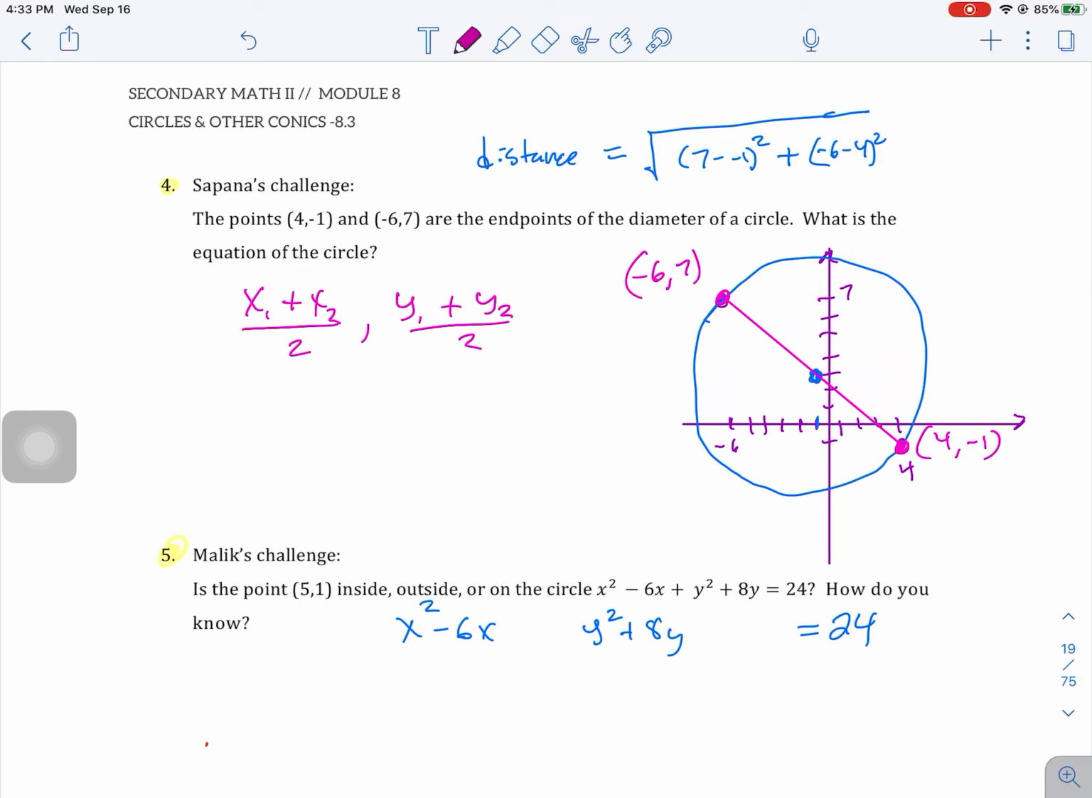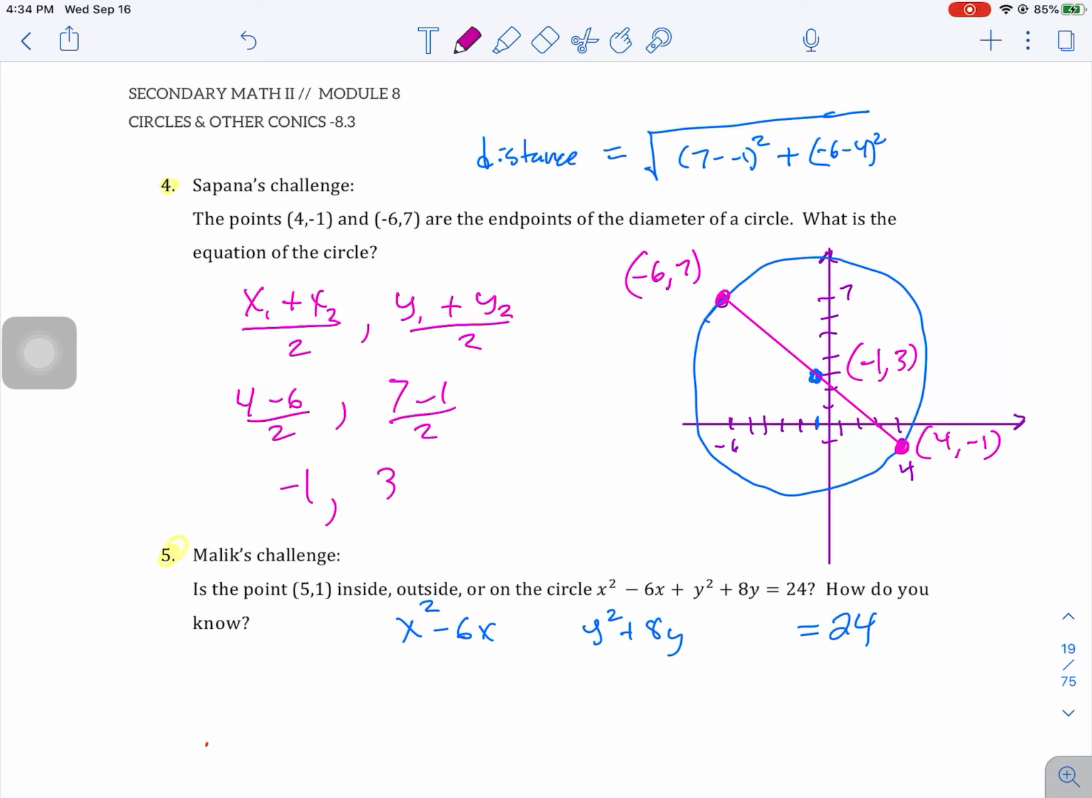So if I plug in some values here, I get 4 plus -6, and that's the x values. And then I get -1 and 7. So -2 divided by 2 is -1. 7 minus 1 is 6, divided by 2 is 3. So therefore, this is at the point -1, 3. So now I know my center, and that's going to be helpful to do the equation.